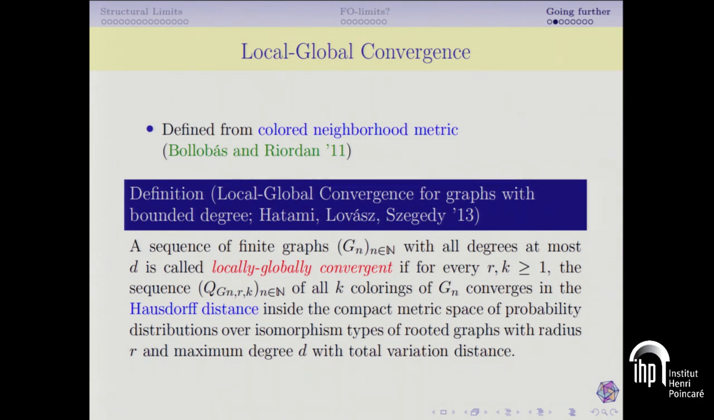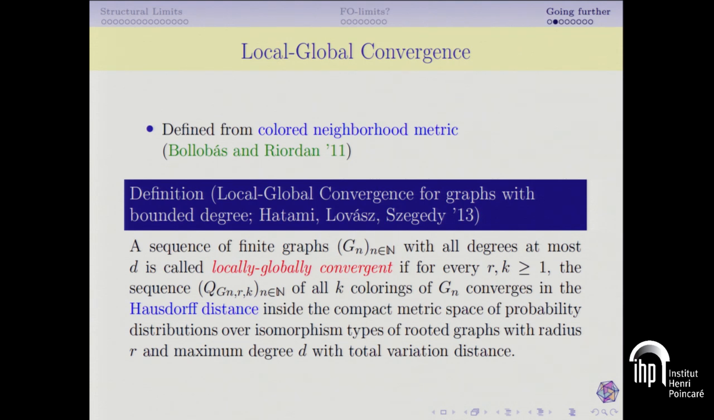And this goes in the direction of the notion of local-global convergence. The notion of local-global convergence is derived from some work by Bollobás and Riordan, who considered graphs where you add some colors to the vertices and, instead of looking at the statistics of the neighborhood, you look at the colored neighborhood. And Hatami, Lovász, and Szegedy define the notion of a local-global convergent sequence of graphs with bounded degree as follows.